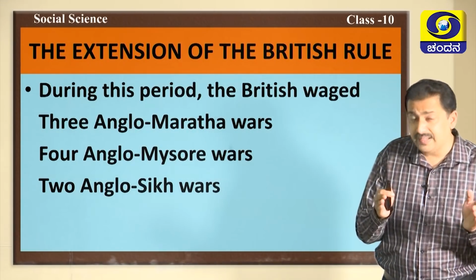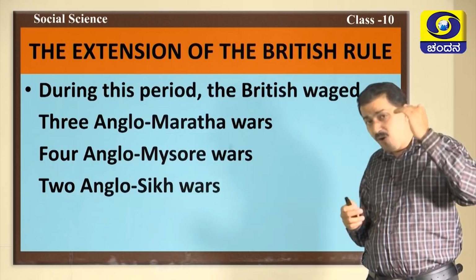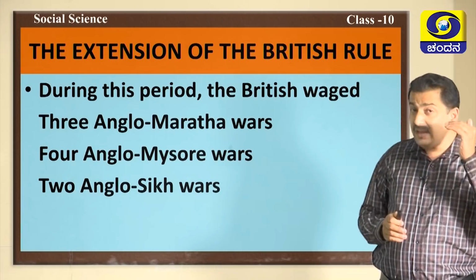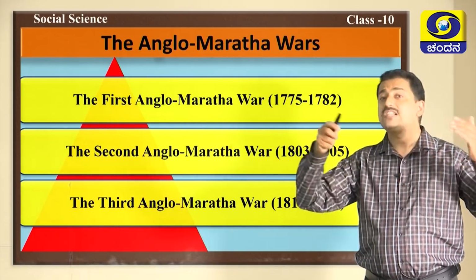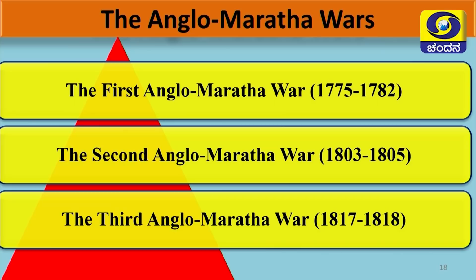During this period, the British waged 3 Anglo-Maratha Wars, 4 Anglo-Mysore Wars and also 2 Anglo-Sikh Wars. These wars helped the British to expand further. So, let us learn the Anglo-Maratha Wars. The First Anglo-Maratha War started in the year 1775 and ended in 1782. The Second Anglo-Maratha War started in 1803 and ended in 1805. And the Third Anglo-Maratha War started in 1817 and ended in 1818.